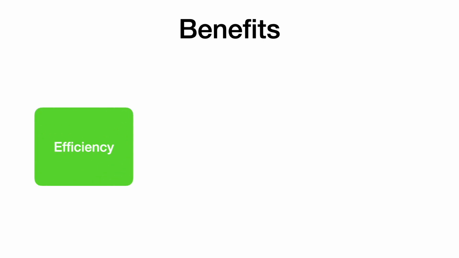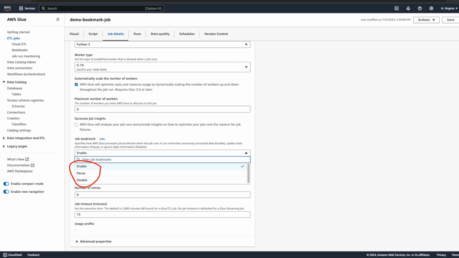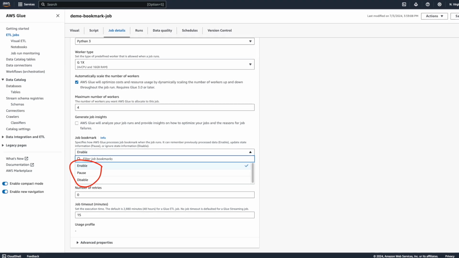Using job bookmarks offers several benefits. By processing only new or changed data, job bookmarks reduce the overall processing time and resource usage. Lower resource usage translates to reduced cost, making your ETL operations more economical. Ensuring that each piece of data is processed exactly once, maintaining the integrity and consistency of your data becomes much easier with this. You can set either of three values when configuring bookmarks.